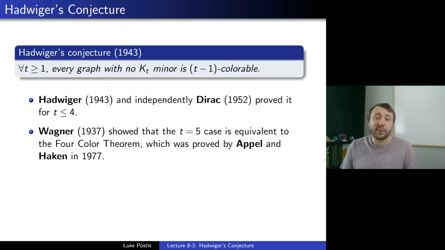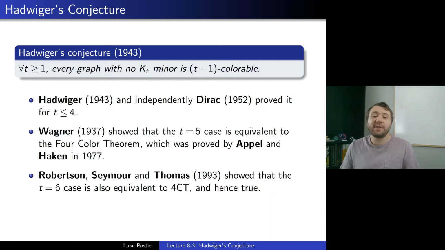The 4-color theorem was done by Appel and Haken, the history we've already talked about for that one. And then the next case that was known is the t equals 6 case: no K6 minor is 5-colorable. This was shown by Robertson, Seymour, and Thomas in 1993 by showing that it's equivalent to the 4-color theorem and hence true. And that in some ways motivated, I think, also a reproof of the 4-color theorem.